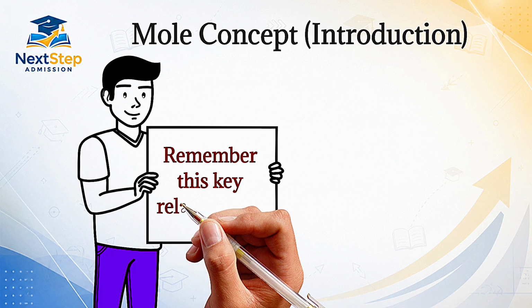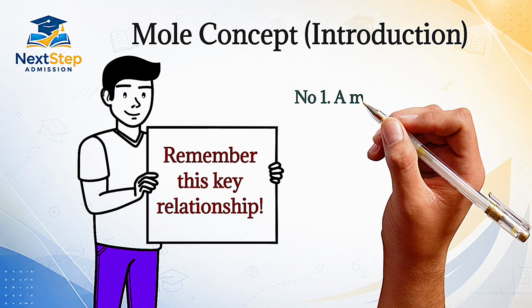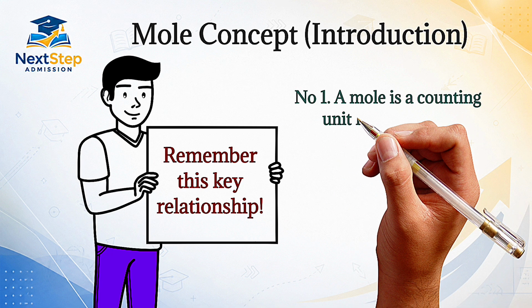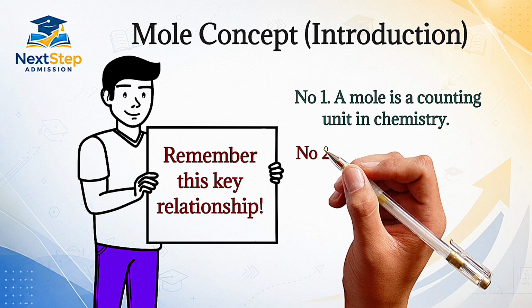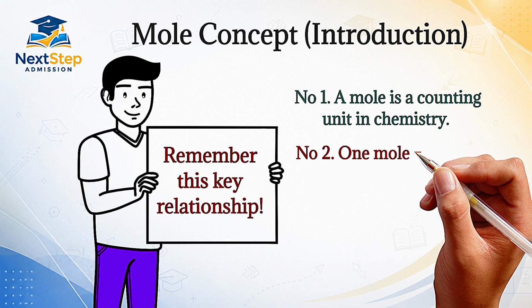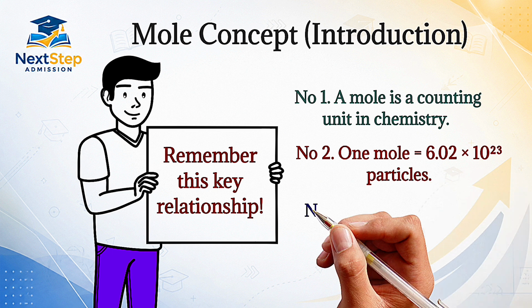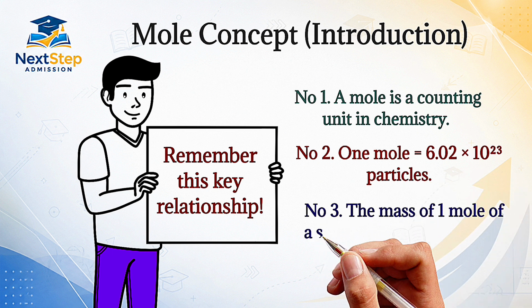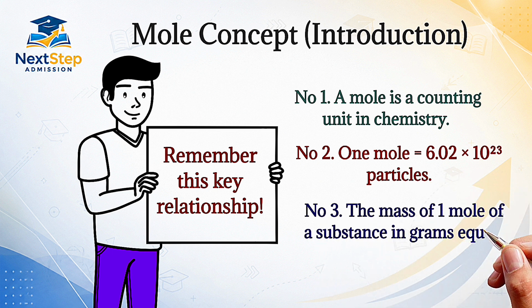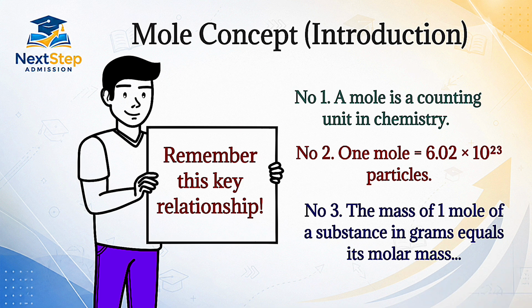But for now, remember this key relationship. Number 1. A mole is a counting unit in chemistry. Number 2. 1 mole equals 6.02 times 10 to the power of 23 particles. Number 3. The mass of 1 mole of a substance in grams equals its molar mass.